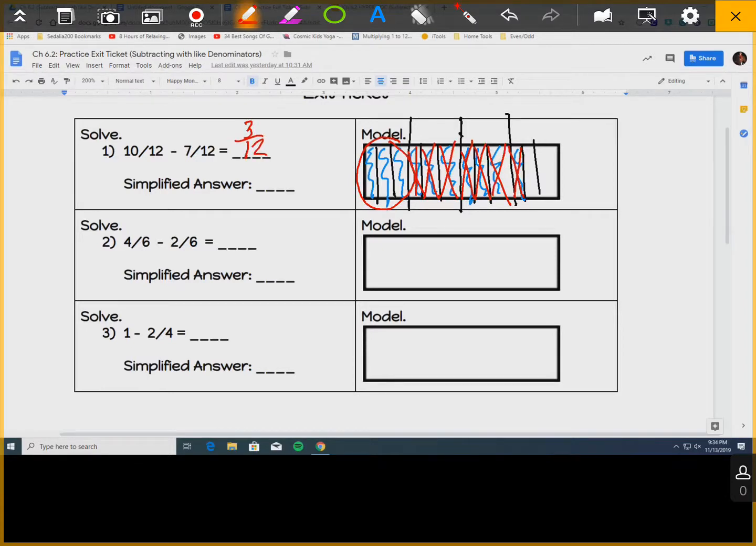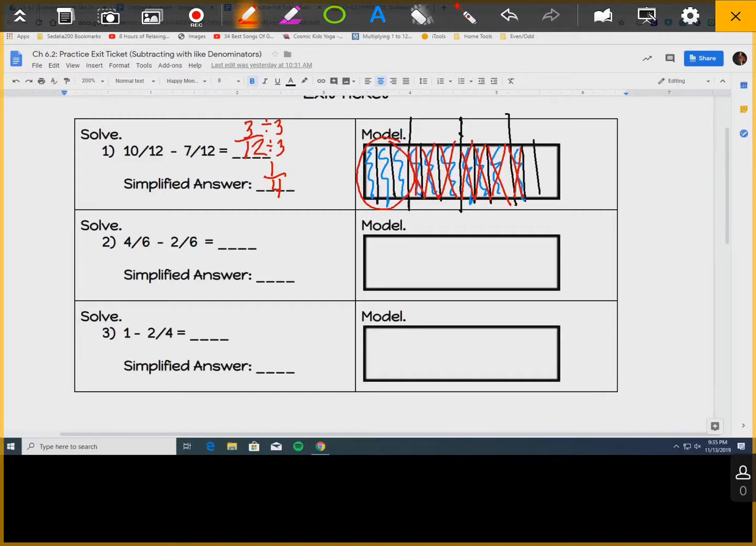Now I need to turn this into simplest form. When I look at my difference 3/12, I see that 3 is a multiple of 3 and 12 is a multiple of 3. So I'm going to go ahead and divide the numerator by 3 and the denominator by 3. That's going to give me my answer in simplest form as 1/4.